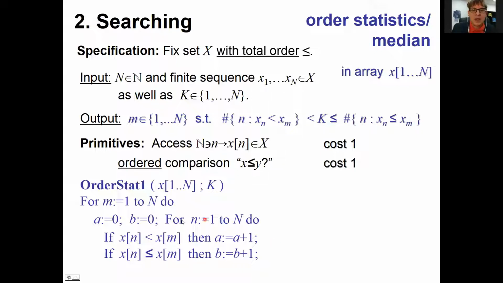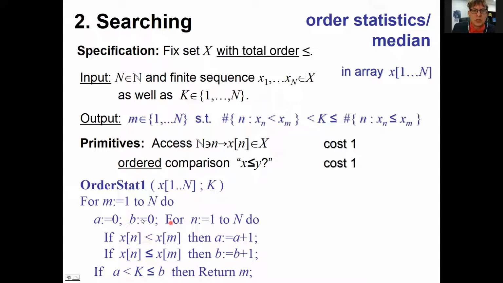And at the end of calculating both these counters, both the left and right hand side, check whether this choice of M satisfies the condition of the specification, and if so, then return that index, and we're done. Otherwise, try again with the next candidate index. So that's a trivial algorithm based on the specification.